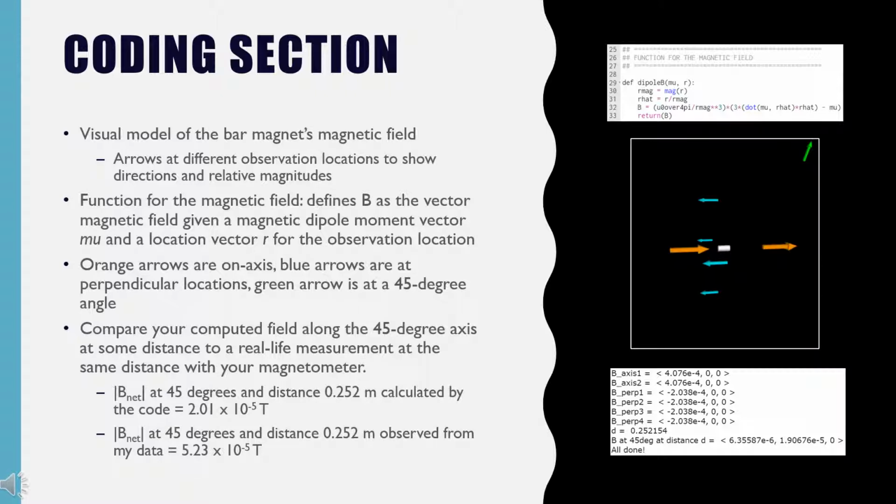Comparing my calculated and measured values for the magnetic field at the 45-degree axis, my calculated value is 2.01 times 10 to the negative 5 Tesla, while my observed value is 5.23 times 10 to the negative 5 Tesla, which is over twice the calculated value. I'll explain this discrepancy more on the next slide with the post-lab questions.